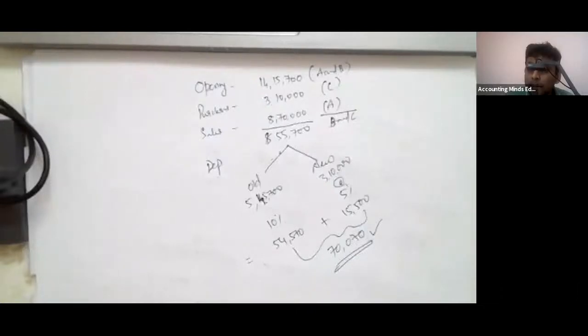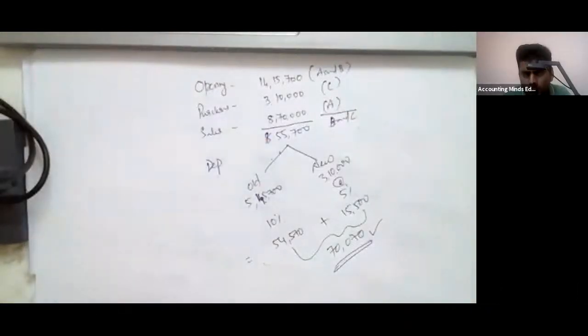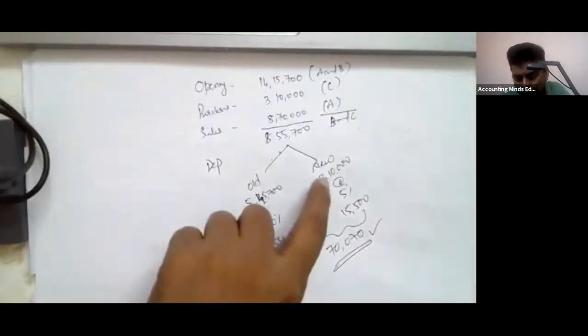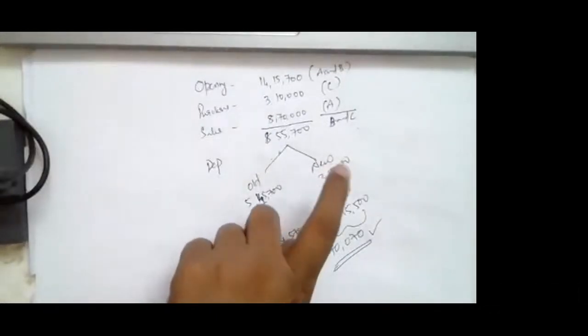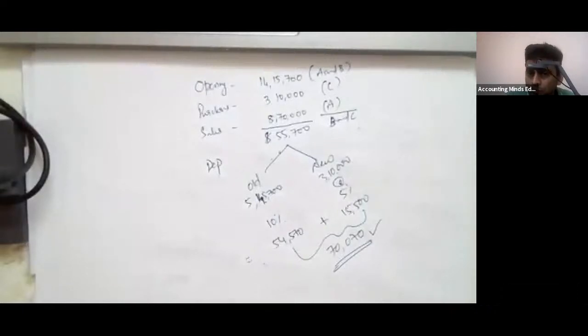The total is 8,55,700. You said we have to provide depreciation on that total. How will you provide on that, sir? Without splitting, how can you provide? Because on this I have to provide 5%, and on this I have to provide 10%. So I have to split. There is no way. Without splitting, I can't.